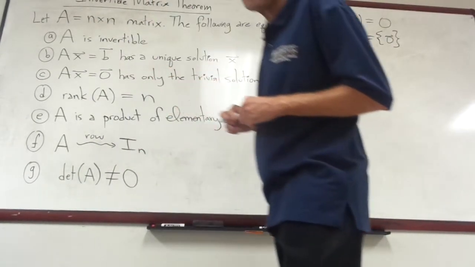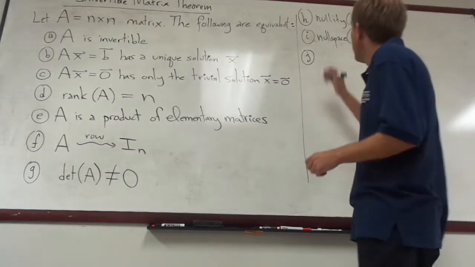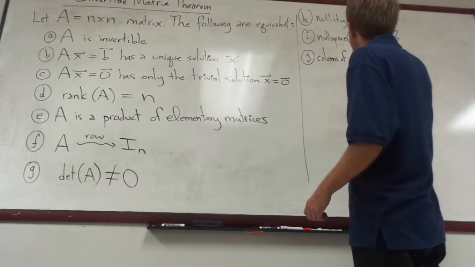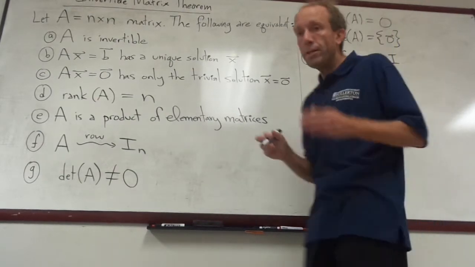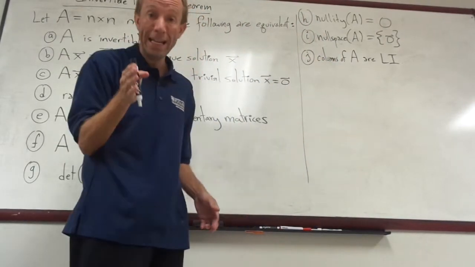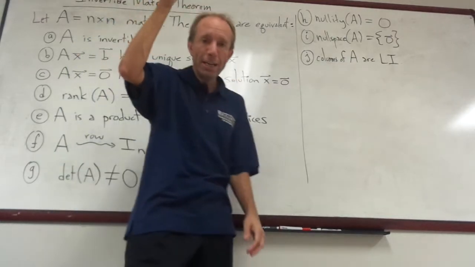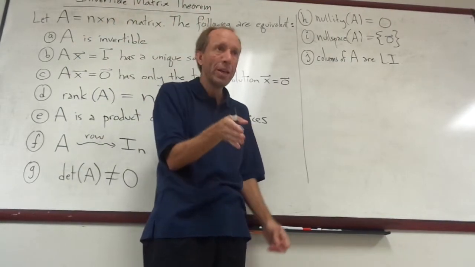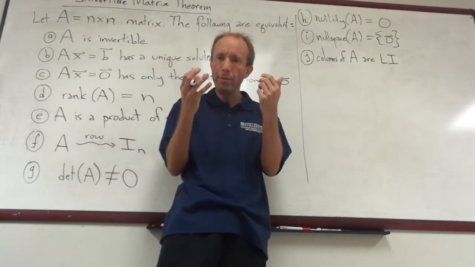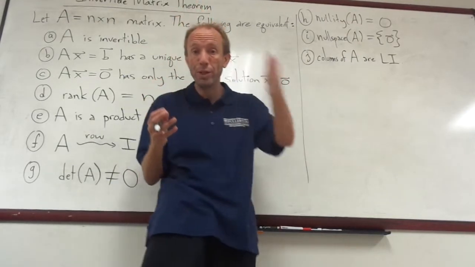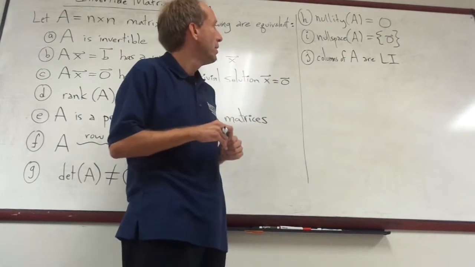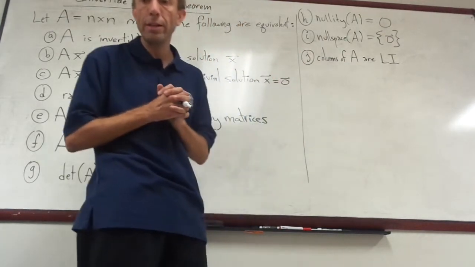Then the next few things have to do with the columns of the matrix. One thing that you won't be surprised by is that the columns of the matrix A are linearly independent. If you take each column of the matrix and treat it as a vector, say a vector in Rn, since this is an n by n matrix, those columns are linearly independent. If you row reduced the matrix, you would get a pivot in every one of those columns. There would be no free variables and no unpivoted columns.